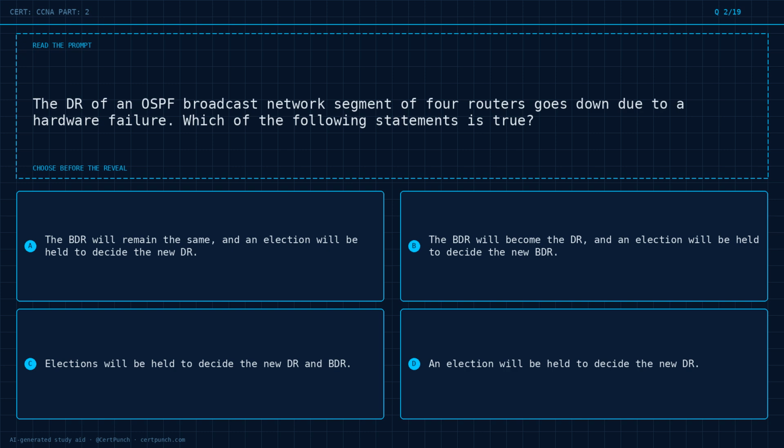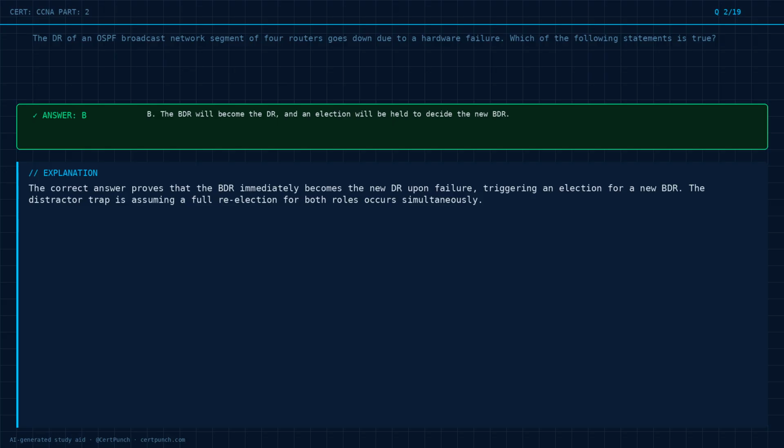Lock in your pick before the reveal. Trust the read. The answer is option B. Why it works. The correct answer proves that the BDR immediately becomes the new DR upon failure, triggering an election for a new BDR. The distractor trap is assuming a full re-election for both roles occurs simultaneously.